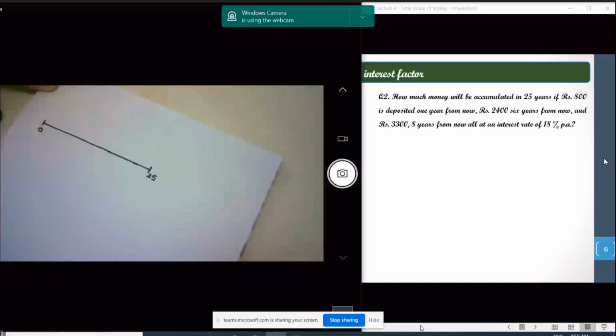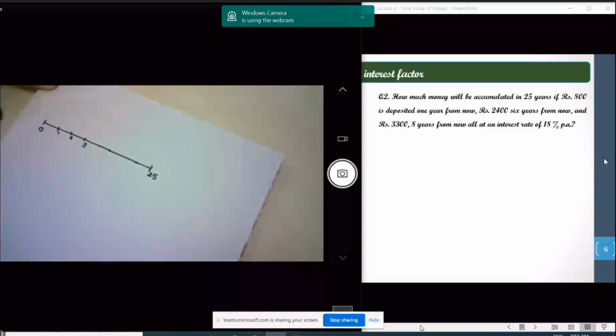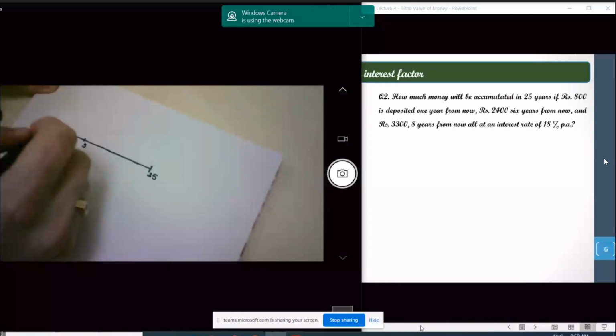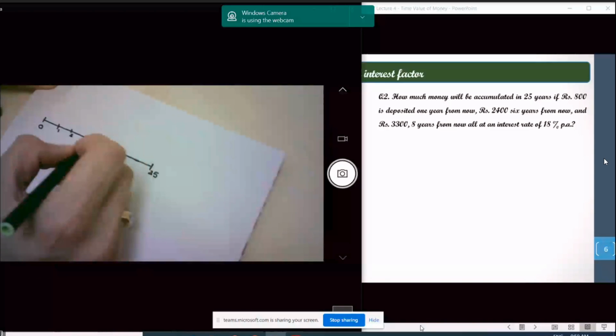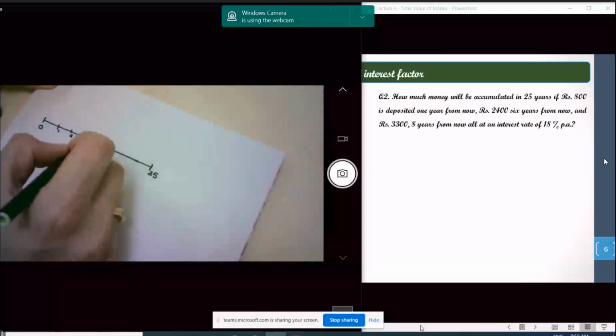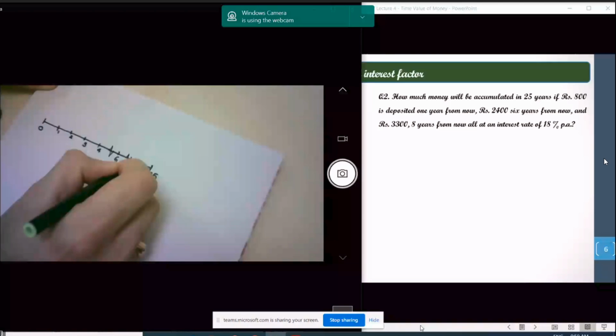I will be marking the divisions 1, 2, 3. Wherever you have a payment, only those things you draw. So I have a payment at 1 year, then 6 years and 8 years. So this is 3, 4, then you have 6, you have 8, up to 25.